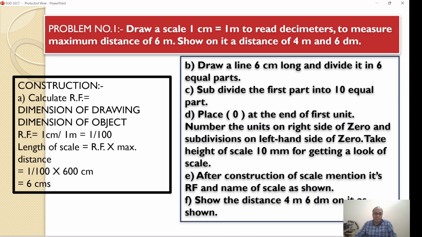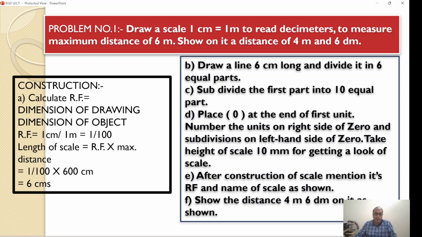First of all, we will see the construction method. As far as the construction procedure is considered, first of all we have to find out the RF, the representative fraction. We know that the representative fraction is the ratio of the dimension in the drawing to the actual length of the object. So here it is given that 1 centimeter is represented by 1 meter.